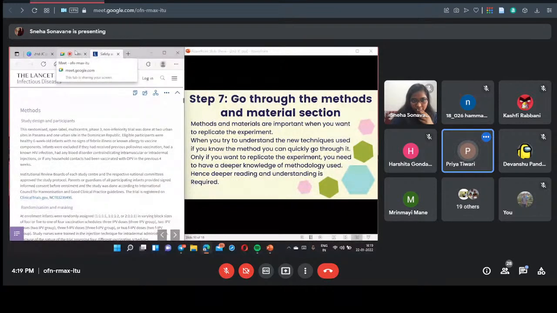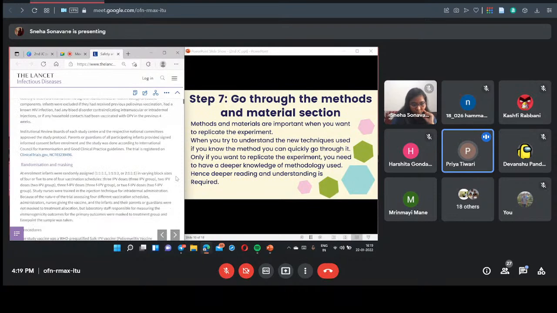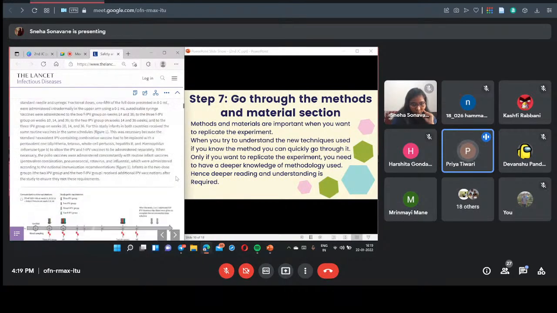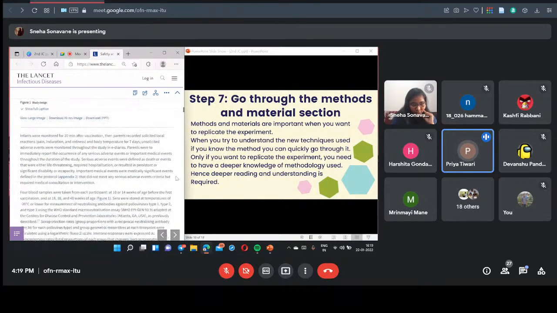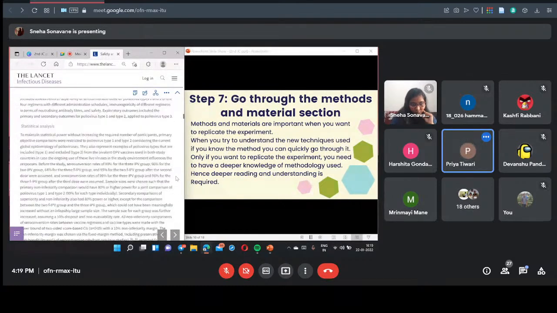So this is step 7, which is the methods and materials section. You will read this section in the end. Why? Because if you are reading the research paper for your own knowledge, you are not supposed to be part of this section, and only if you want to carry your own research and you want to understand this new technique, you will read this section with a deeper understanding, and you'll dig out what kind of methods were used and why they were used for this kind of study. So yeah, next slide.